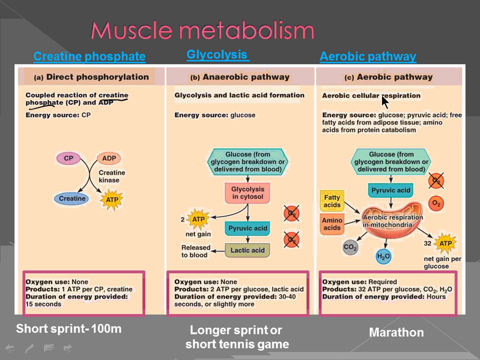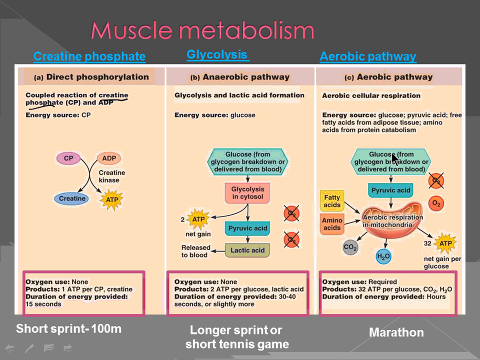The third pathway is where you use oxygen. This is known as the aerobic pathway. Remember, the mitochondria are the ones which use oxygen and produce this. This is slow, but it generates a lot of ATP. It generates actually 32 molecules of ATP, you can see.